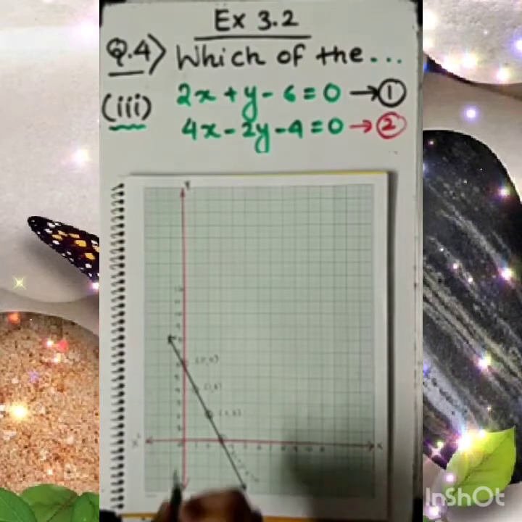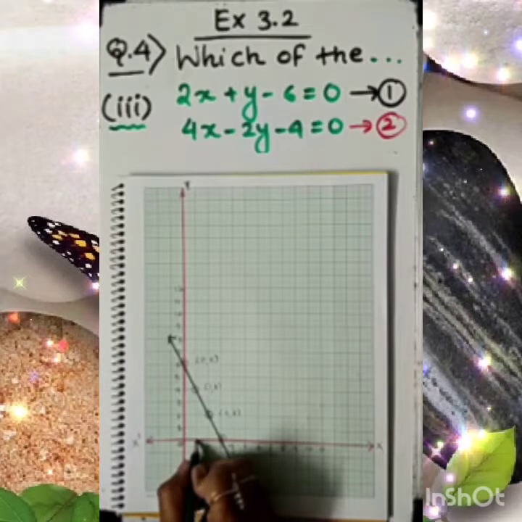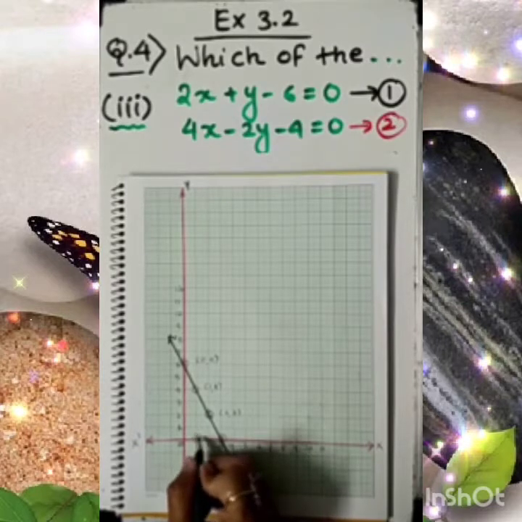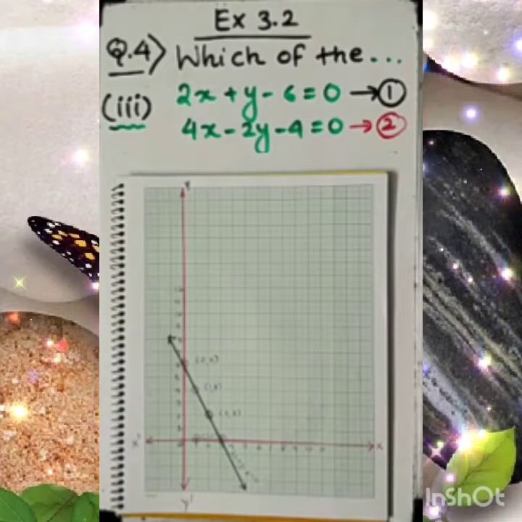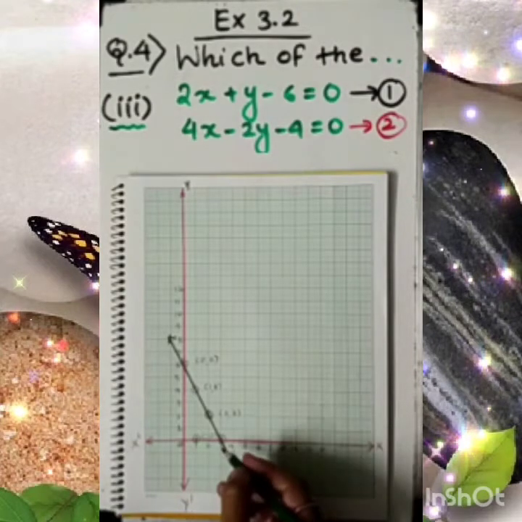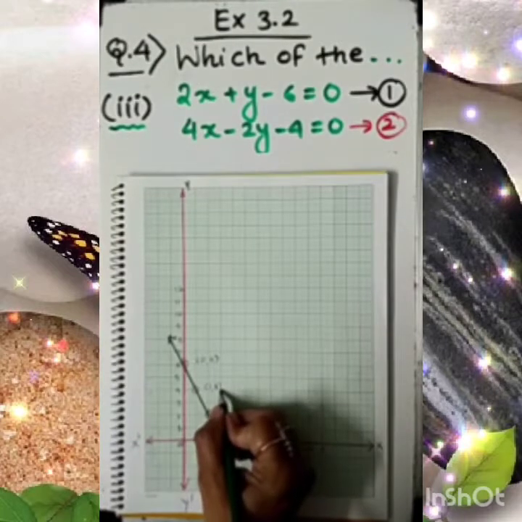Second point (1, 0). (1, 0) indicates that it must lie on the x-axis. (1, 0) will lie here somewhere. So this point is (1, 0). Let me write (1, 0) here. And one more point we have taken, that is (3, 4): 3 on the x-axis and of course 4 on the y-axis.